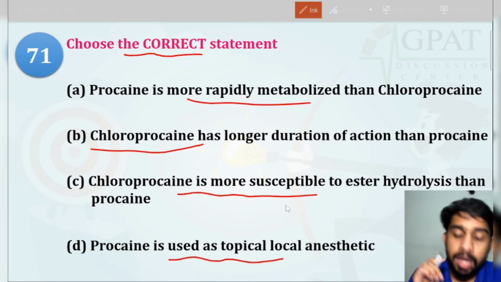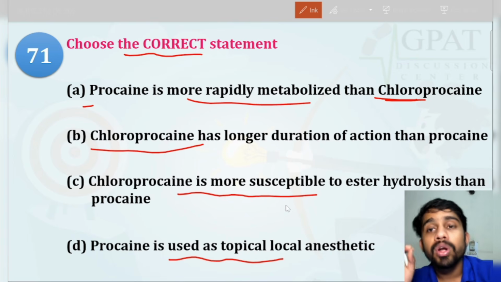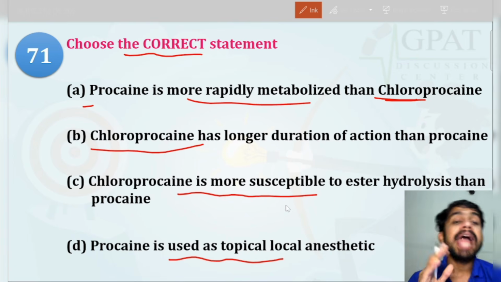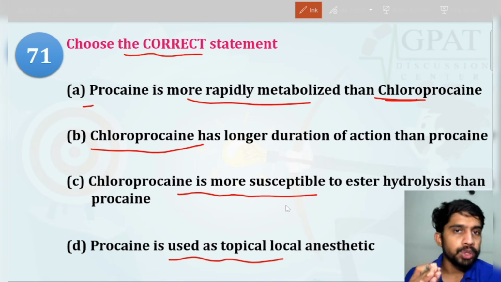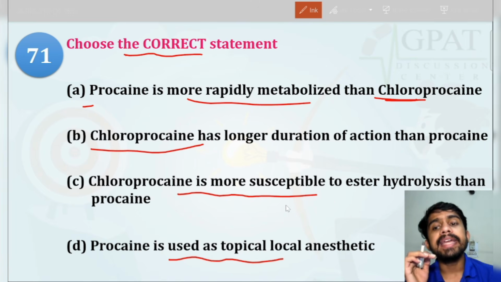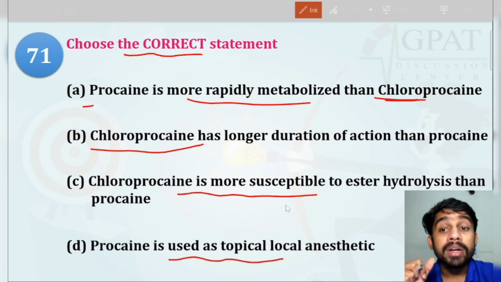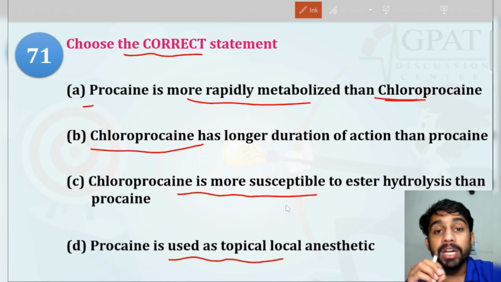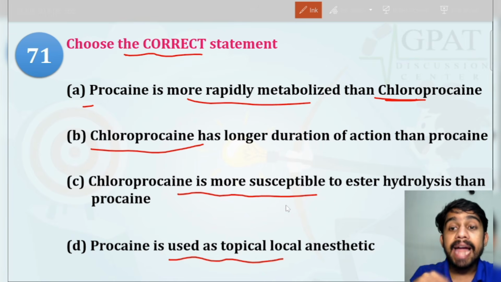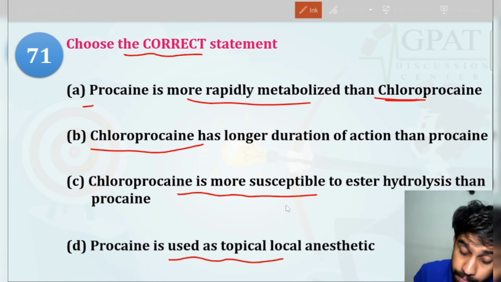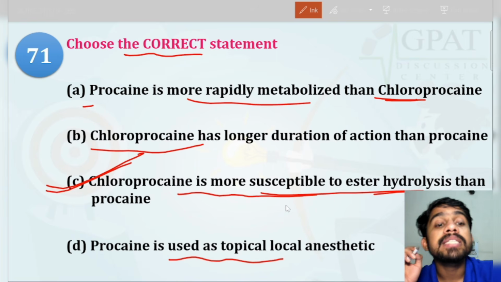If you talk about procaine and chlorprocaine, the major difference is that chlorprocaine has a 4-chloro substituent on the benzene ring. When the chloro substituent gets attached on the benzene ring, it increases the electron withdrawal, because chlorine has high electronegativity. That makes the ester bond more electrophilic, and that's why it will result in faster hydrolysis. So it is more susceptible to faster hydrolysis than procaine.